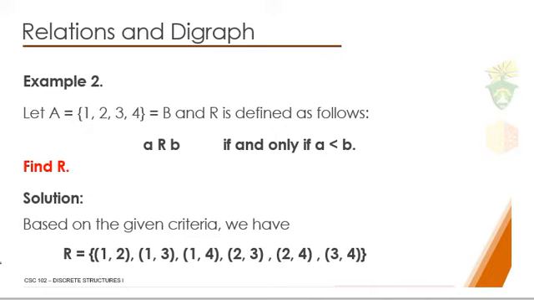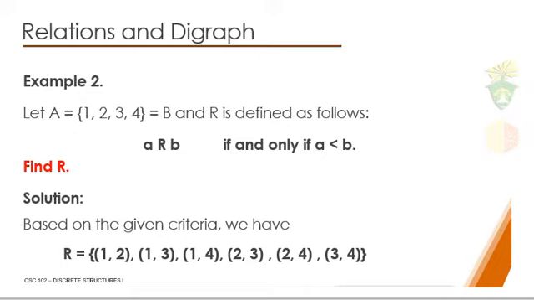Okay. We let A having 4 elements. So, muna na siya equal daw sila si sets A and B. And R is defined as follows. So, karon, A is related to B if and only if A is less than B.